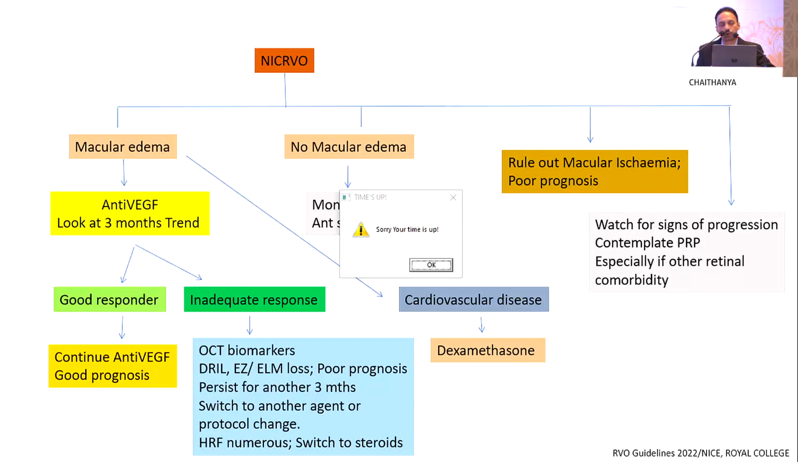And at 6 months, if they don't, you need to switch. Or you could even switch at 3 months to a different agent.